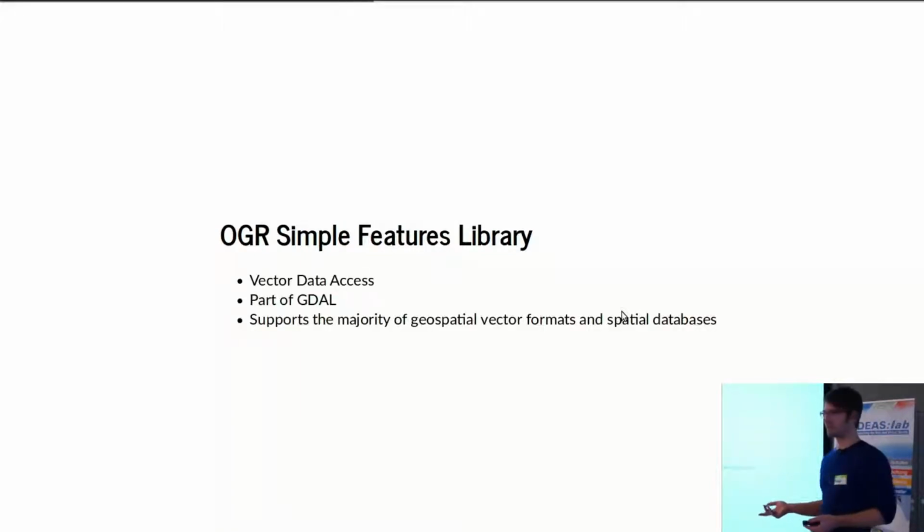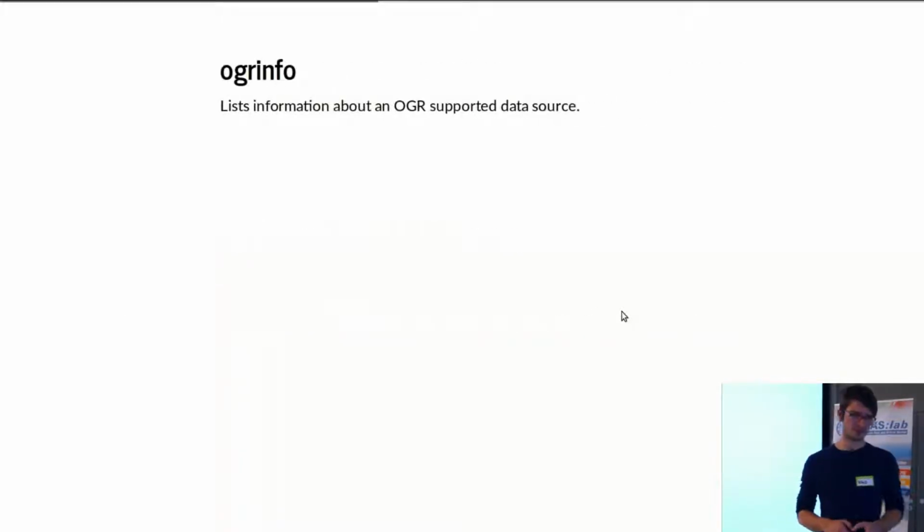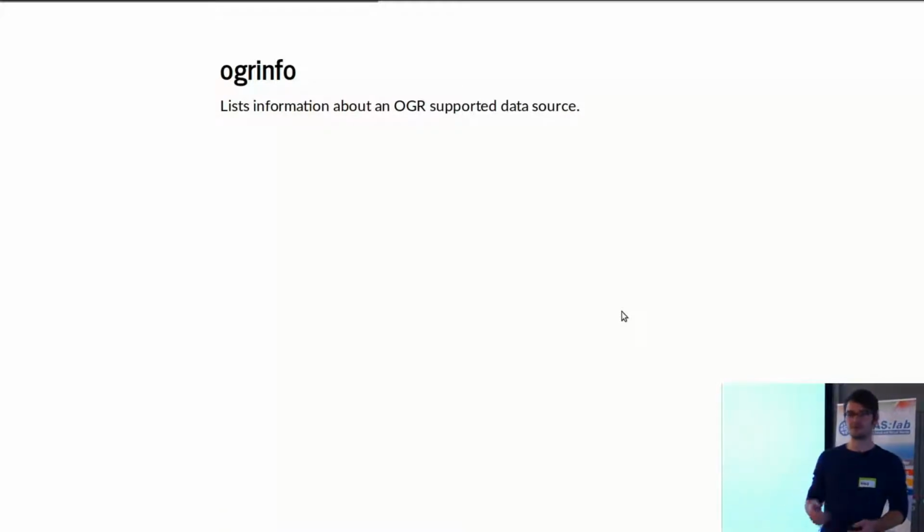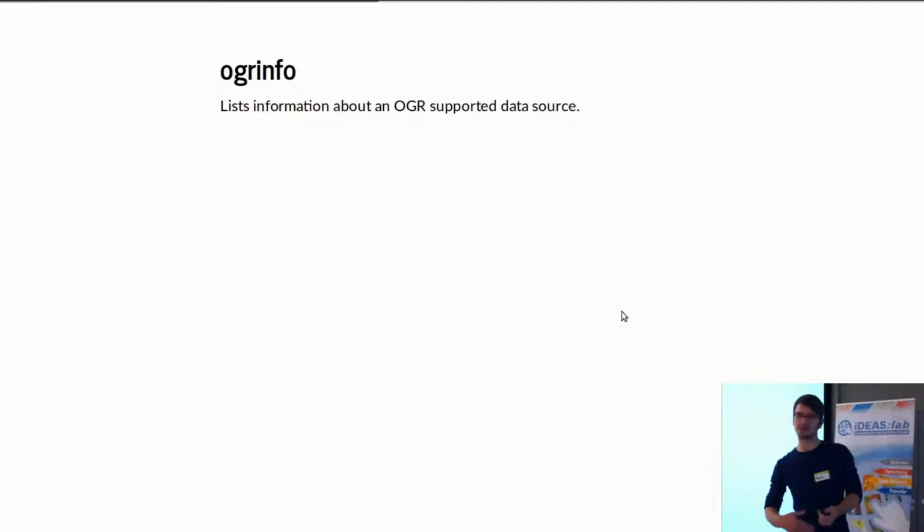What is it? Like Hannah said before, it's the extension for vector data. It's part of GDAL and it supports the majority of geospatial file formats. There are basically three things which I'll show here: ogrinfo, where you can get some information, similar to gdalinfo. Then you have ogr2ogr, a command line tool to convert geospatial data. And then finally, I'll show you some Python bindings as well.